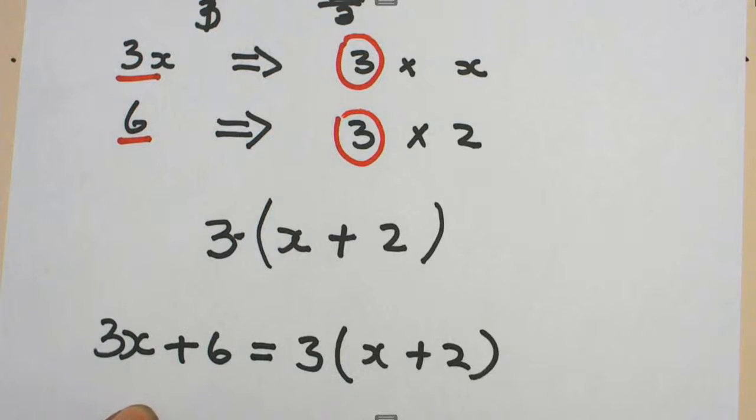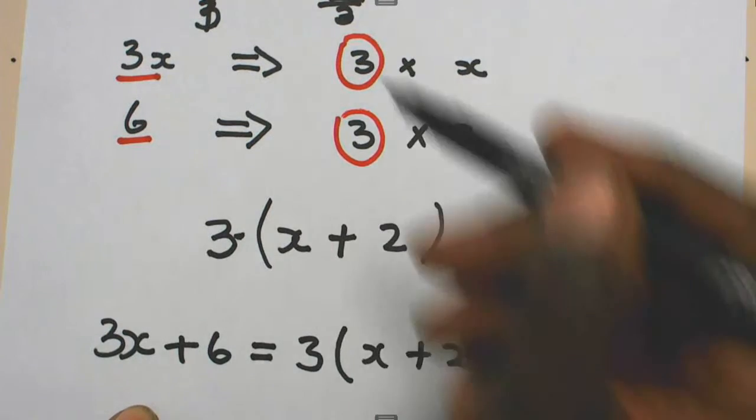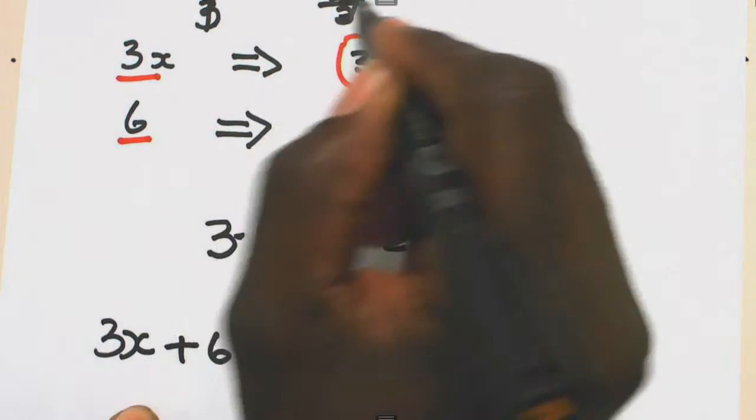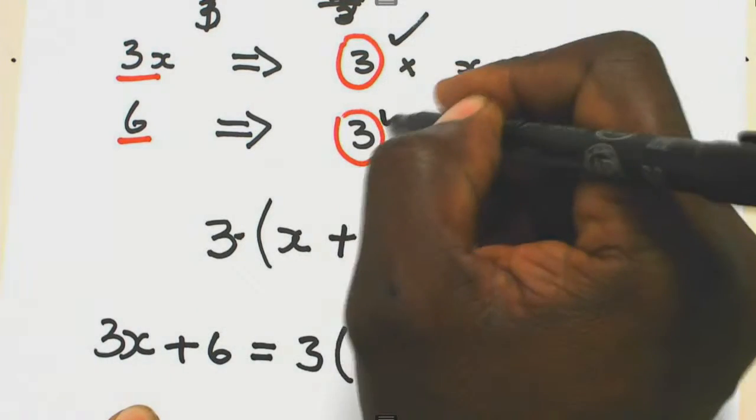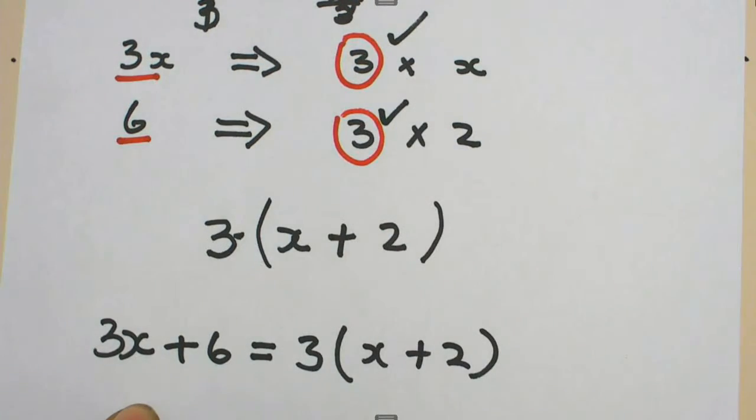The expression in the brackets, as I indicated, is found by dividing each term by the highest common factor. This is the highest common factor, which is 3.